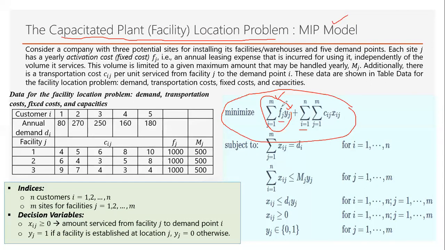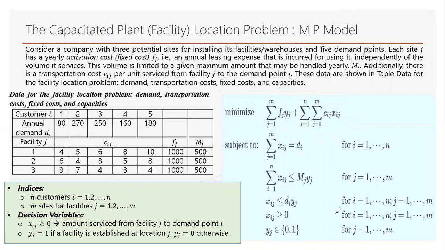f_j is representing the fixed cost, whereas this one is representing the transportation cost, which we incur shipping from facility j to fulfill the demand of customer i. So this is the per unit cost, and this is the quantity which we are shipping from the jth facility to the ith customer. And then we have 3 constraints.